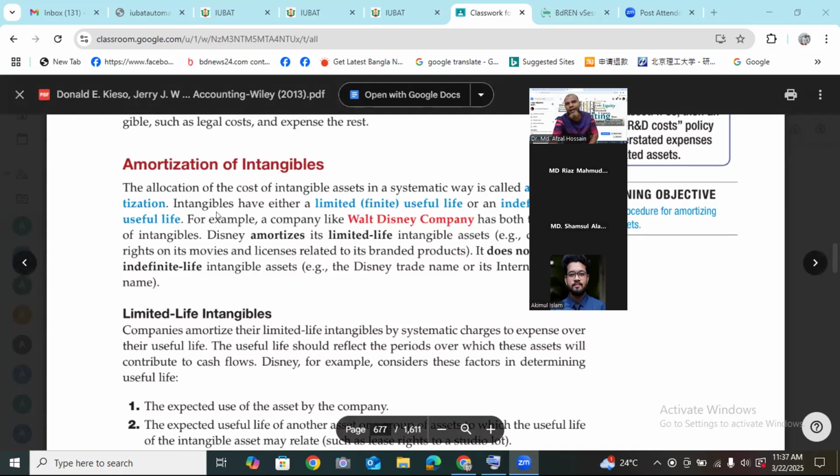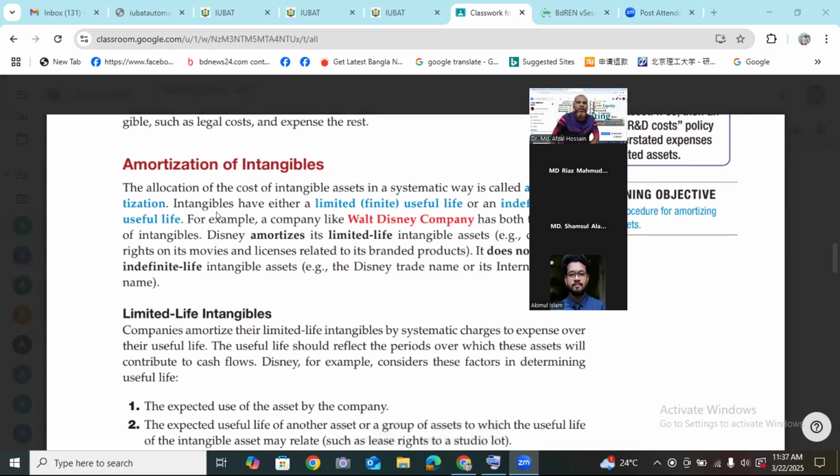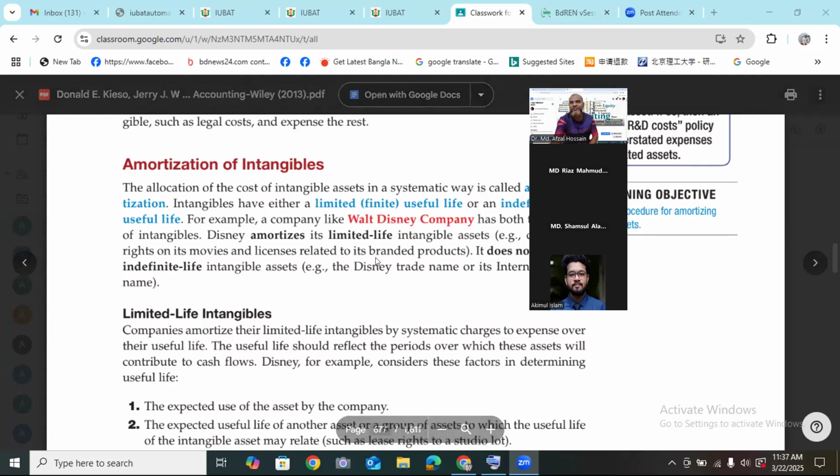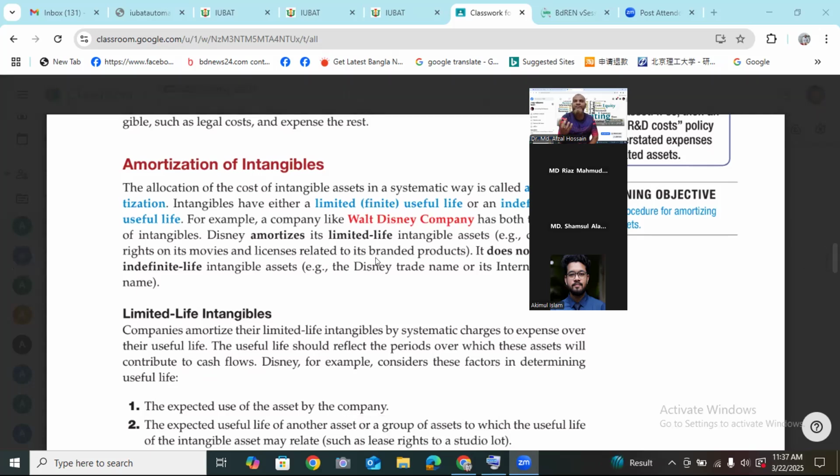Okay, amortization of intangibles is the allocation of the cost of an intangible in a systematic way. We know the amortization; last chapter we discussed it. What is amortization? For an intangible asset, you have to charge the amortization. Intangible assets have either a limited useful life or an infinite useful life. Some intangible assets have a limited useful life, say, for example, a trade license, and others have an infinite useful life.